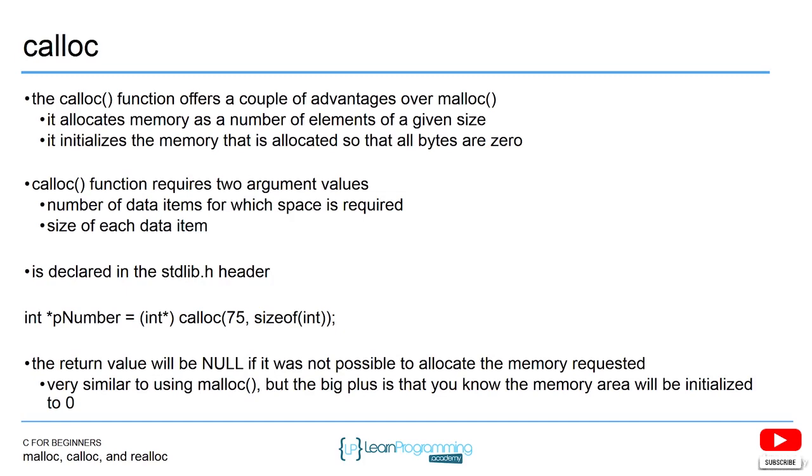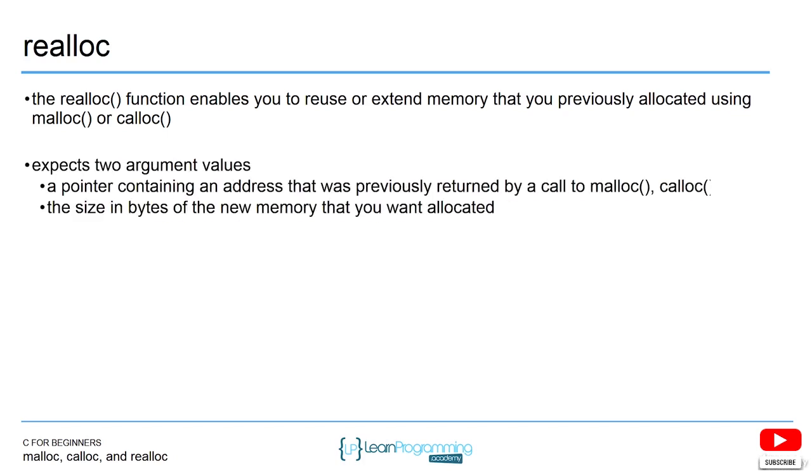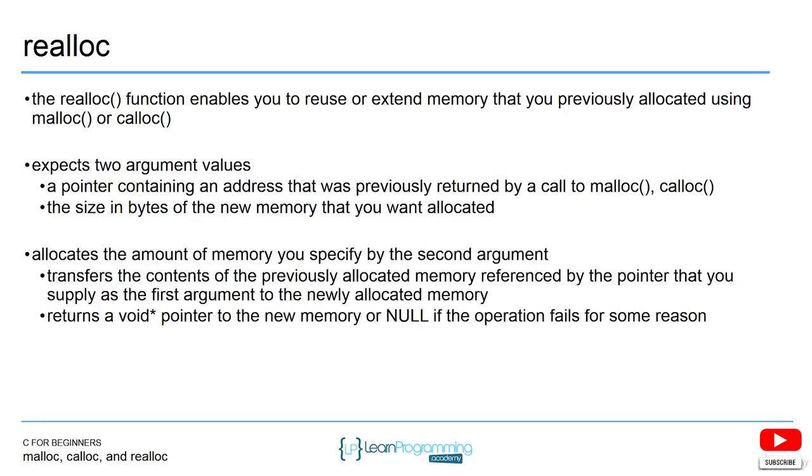Let's talk about another function called realloc. The realloc function enables you to reuse or extend memory that you previously allocated using malloc or calloc. So this is a way to dynamically change how much memory is allocated while you're running. So you could initially create so much memory, and then you realize that that's not enough memory. Well, what you can do there is you can just call realloc, and this will reallocate memory. It expects 2 argument values: a pointer containing an address that was previously returned by a call to malloc or calloc, and then the size in bytes of the new memory that you want allocated. So this will allocate the amount of memory you specify by the second argument.